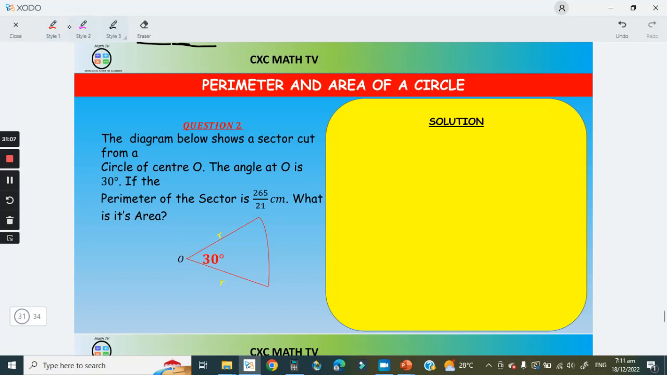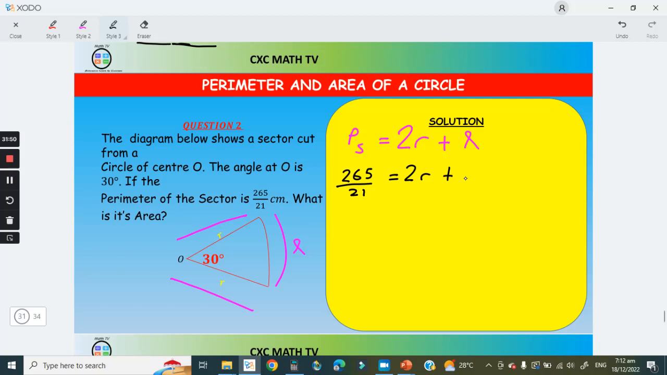Okay, let's go. So now to do this question, since they give us the perimeter, what do we know? The perimeter of a sector would be what? We need to add this side, and add the arc length. That's what perimeter is. So the perimeter of a sector is equal to 2 times the radius plus the arc length. I like to call this side my arc length L. Now they told us the perimeter is 265 over 21. The radius, we don't know. So we have 2r plus the arc length.